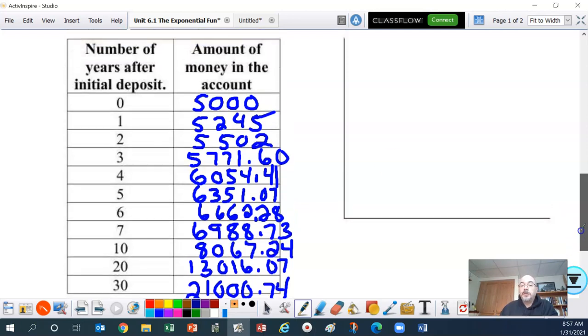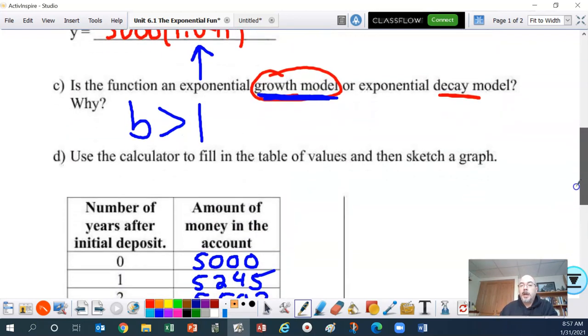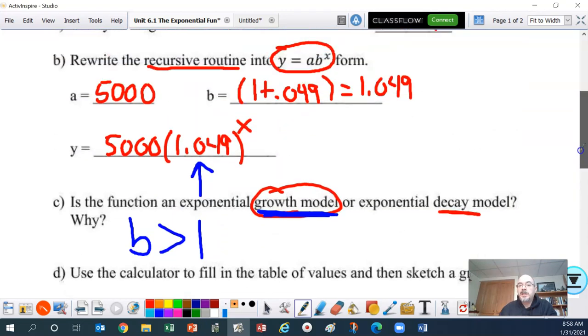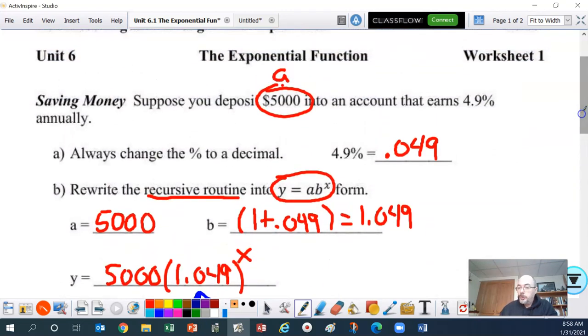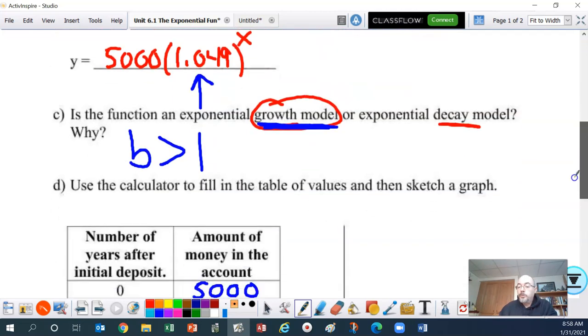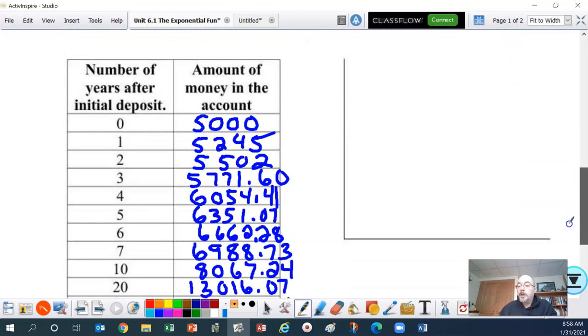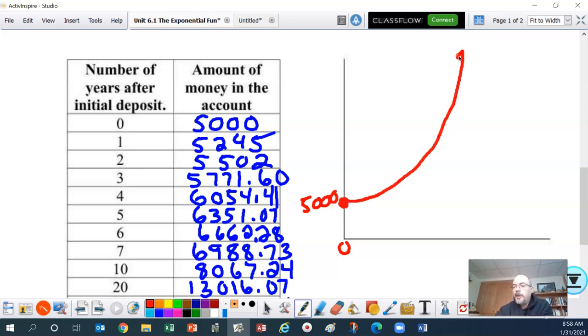Now, as far as the graph goes, because this is a growth model, folks, and this is exponential, you should remember from intermediate algebra or algebra 1 that it curves up. So all we're going to do for a sketch is mark our y-intercept, which is the $5,000, because that's what you're starting with at 0 years. And all we're going to do is just curve it up.